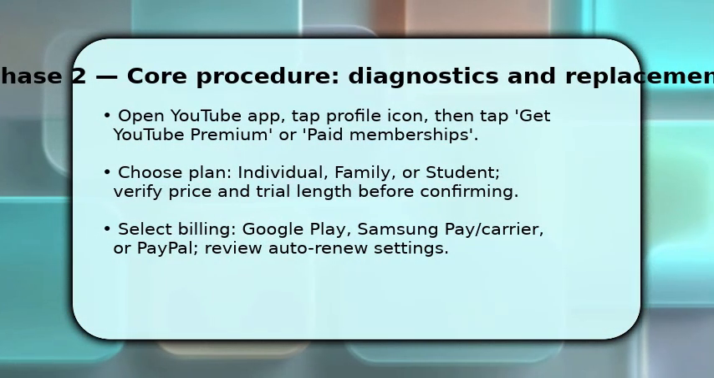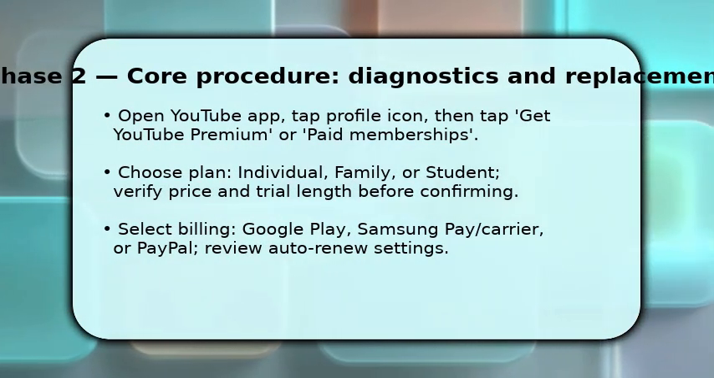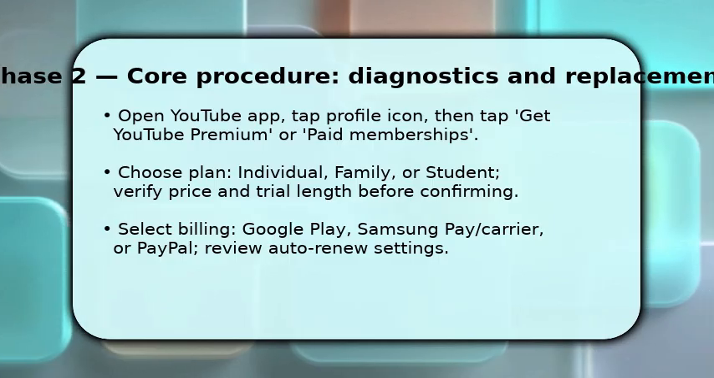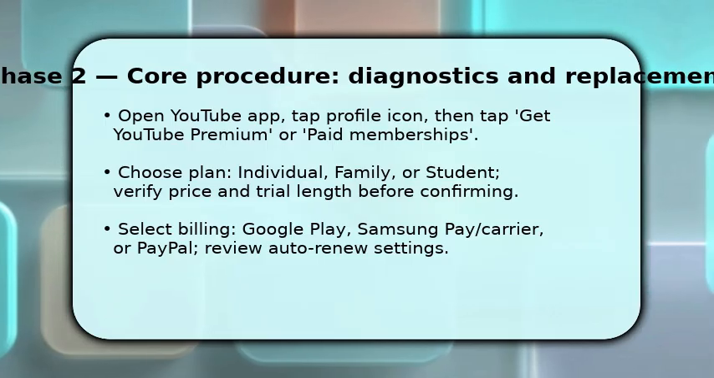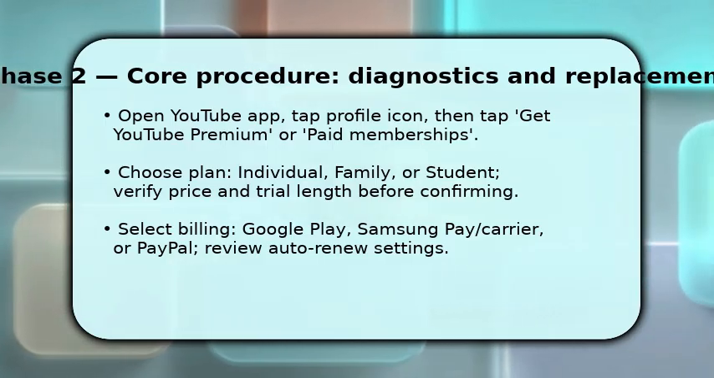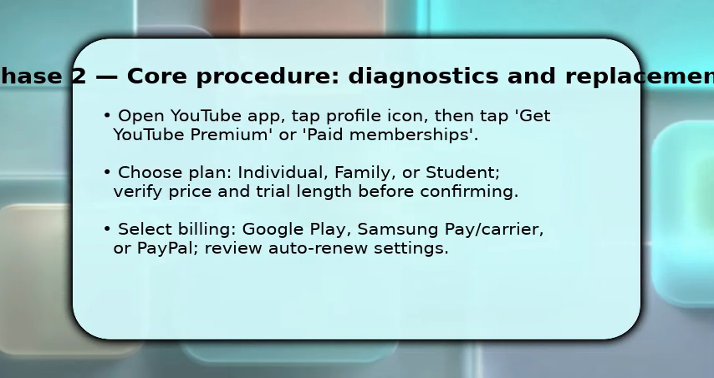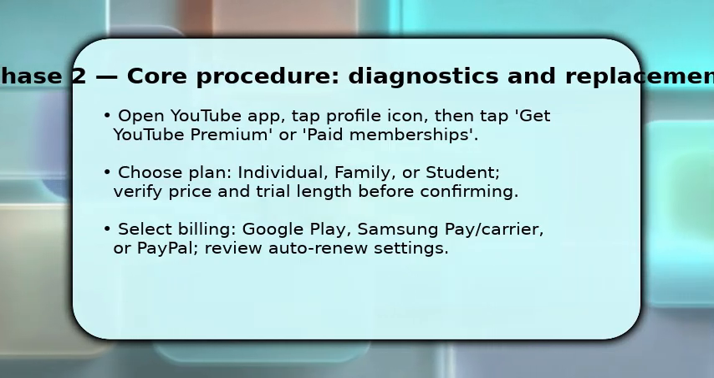Tap your profile in the YouTube app, then choose Get YouTube Premium or Paid Memberships to begin. This opens the purchase flow tied to your Google account. Select the correct plan, individual, family, or student, and check the price and any trial period. Make sure family members are added if you pick family.